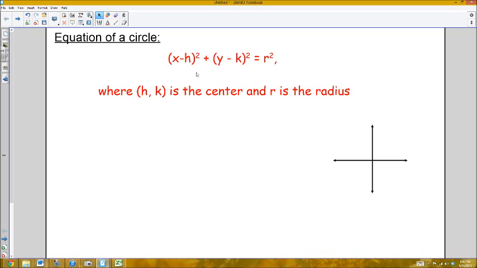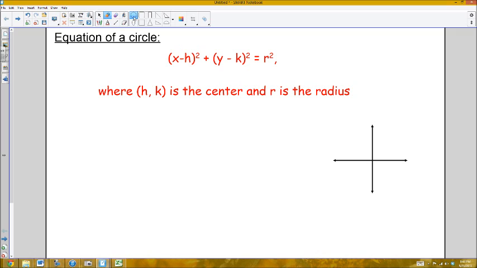The equation of a circle can be reminded to you as (x minus h) to the power of 2 plus (y minus k) to the power of 2 equals r squared, where h and k is the center of the circle and r represents the radius. So let's take a look at how I interpret what all of this means.